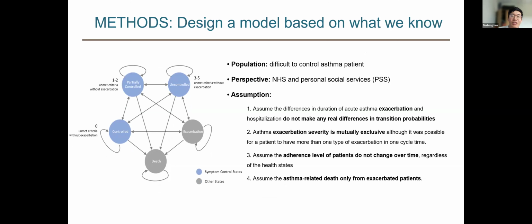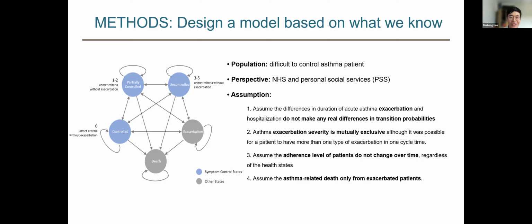Like we said, the population we are studying is difficult-to-control asthma patients, from the perspective of the NHS and personal social services. To make this model work, we also need to make a list of assumptions. To make it practical, we are assuming that differences in the duration of acute asthma exacerbation and hospitalization do not make any difference to the transition probabilities between the different health states.